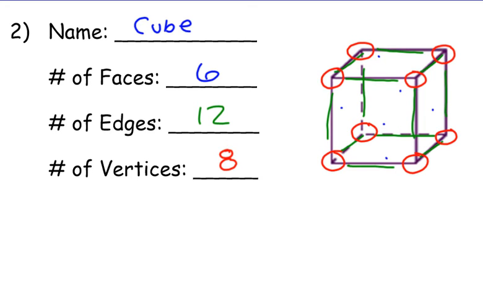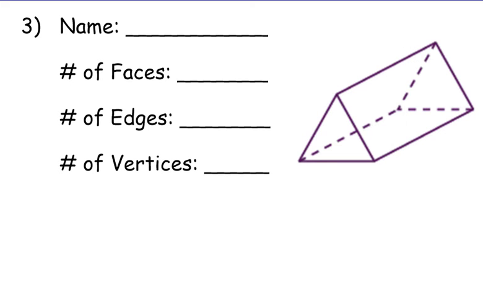Alright, let's move on to number 3. So here we have what's called a triangular prism. And this is a triangular prism because it has two bases that are triangles. So here's a triangle and here's a triangle. But all the other sides are rectangles, and that's what makes it a prism.